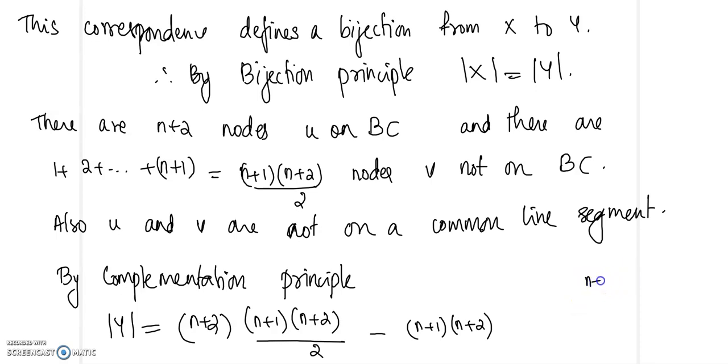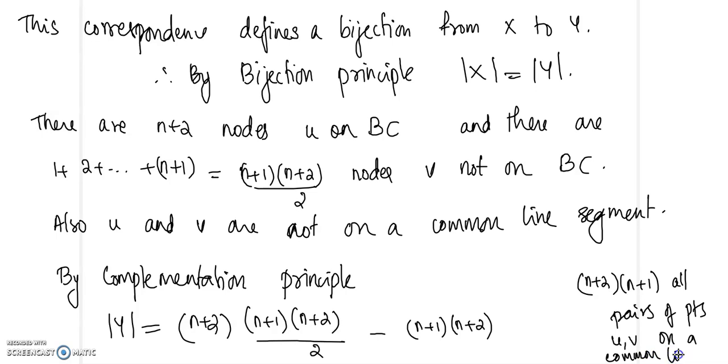So n plus 2 into n plus 1 is all pairs of points U and V on a common line segment. So this is our cardinality of Y.